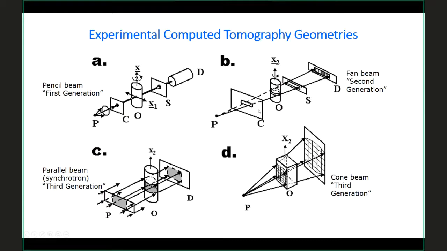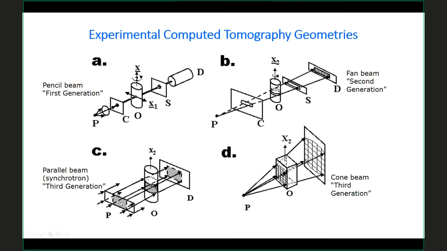The next thing is if you have a one-dimensional detector here, you could do it with a fan beam. So you do all those pixels at once. But if you've got a two-dimensional detector, which is what we now have, you can do the measurement like this.